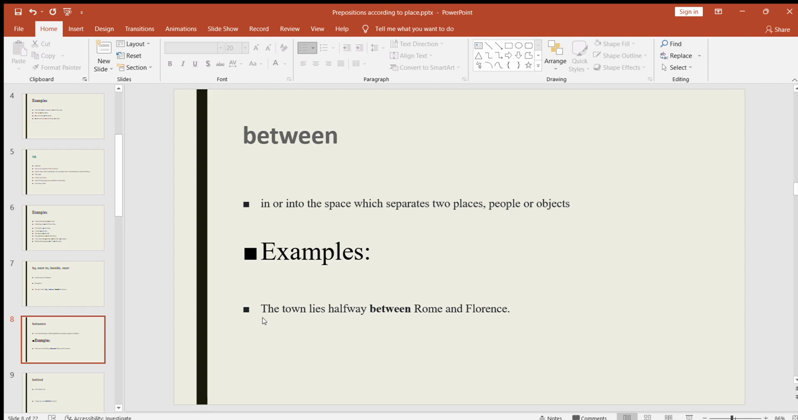Here we can see the example. The town lies halfway between Rome and Florence. So here we are talking about two things, two places. Okay, next one.